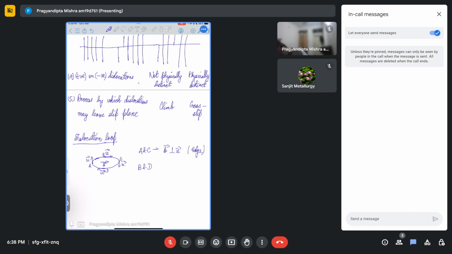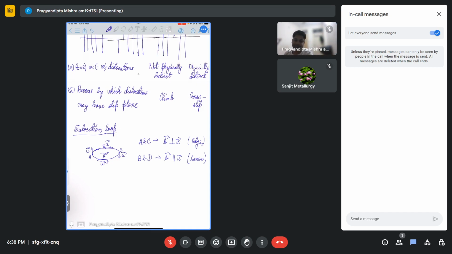While at B and D, the dislocation line is parallel to the Burgers vector. So it is screw. So essentially what we have seen is that depending on whether the Burgers vector is parallel or perpendicular to the dislocation line, we can characterize within the loop which parts show edge character and which parts show screw character. Any other place in between this loop will show a mixed character. It will neither be edge nor screw.